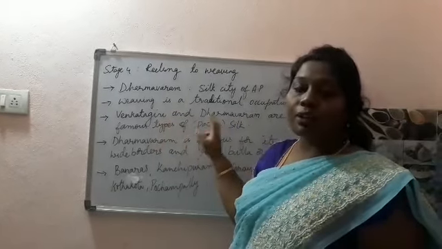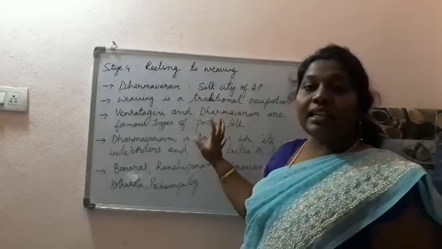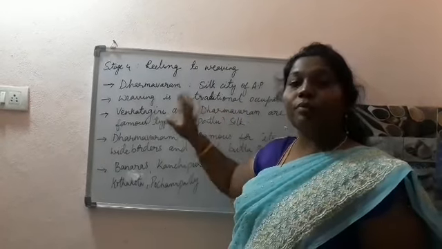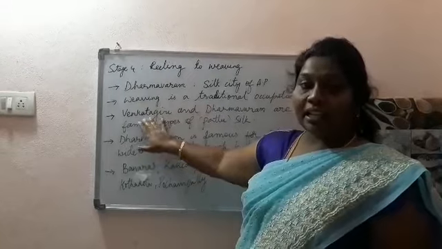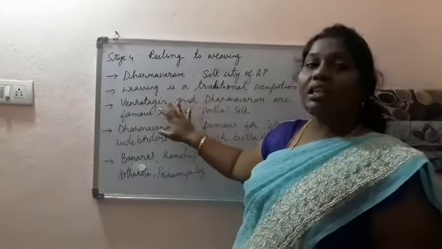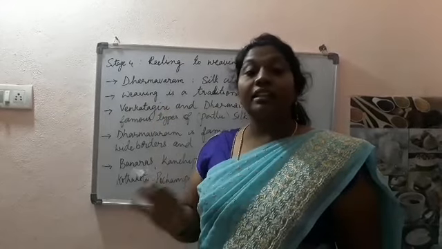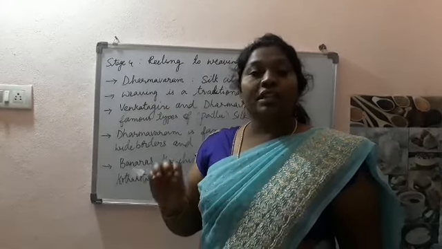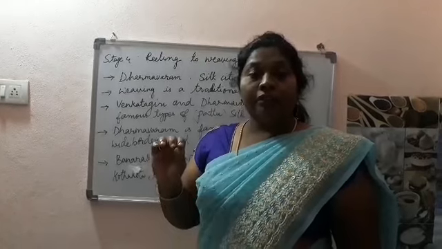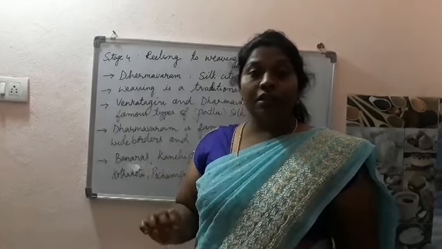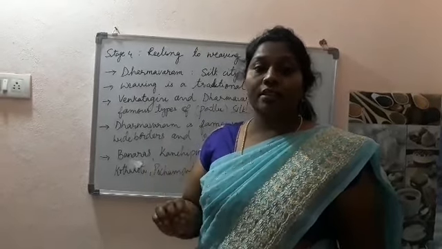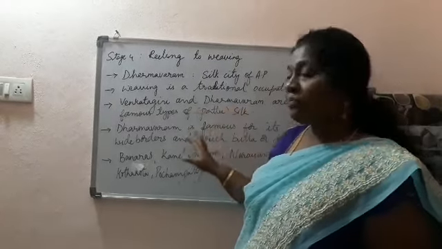These are the two famous types of silk that are produced from these two areas, Venkatagiri and Dharmavaram. These are very famous in India. The Venkatagiri sarees and the Dharmavaram sarees, which are especially woven by the weavers using silk threads, are very famous.